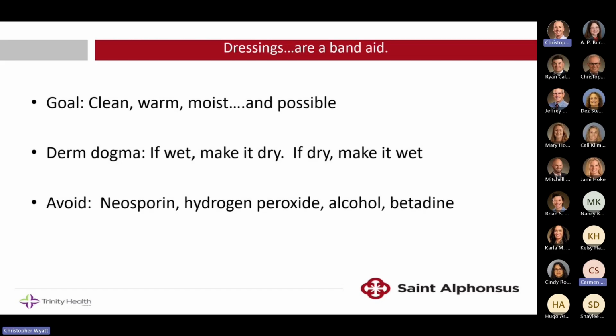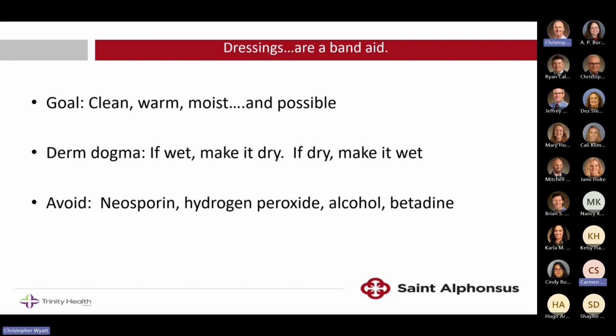If it's dry, you want to make it wet. So an example is if you have a leg wound that is draining copious amounts of fluid, you want to dry it out. So you just put a pad on it, like an ABD, and that will help absorb all that fluid and get it off. You wouldn't want to use an ointment because that would make something really wet even more wet. And then there are a few things that we do avoid.